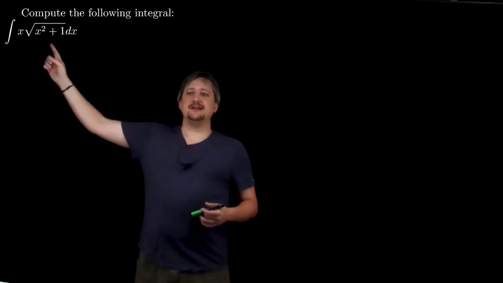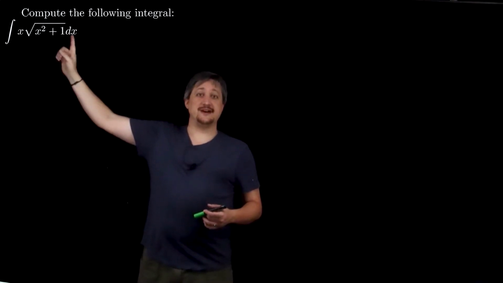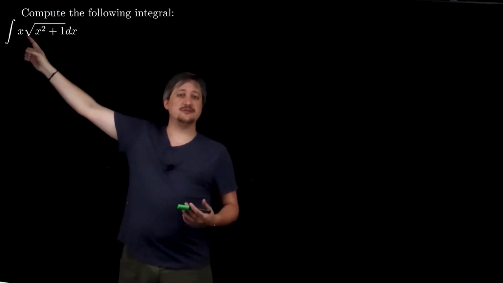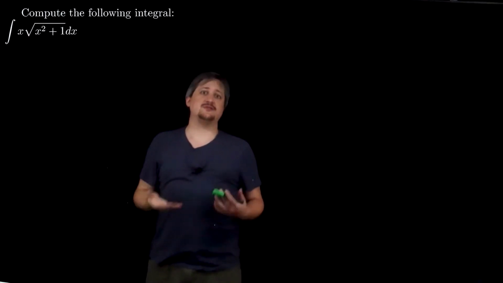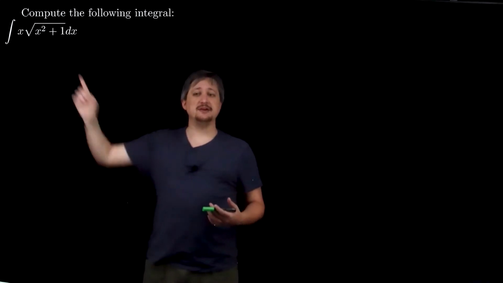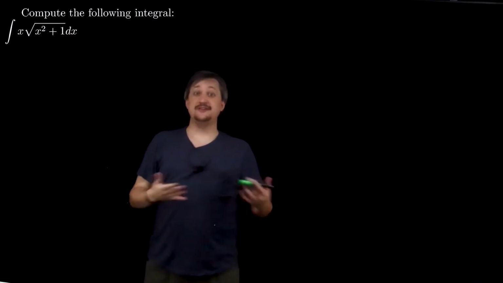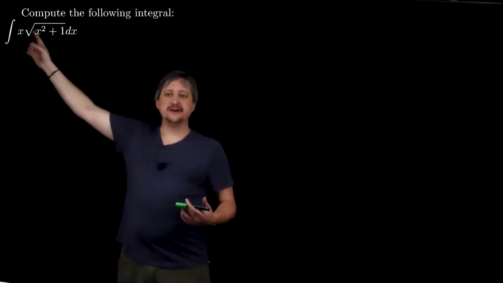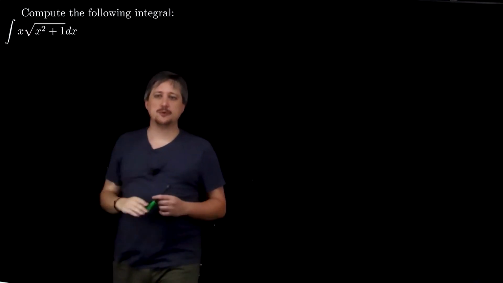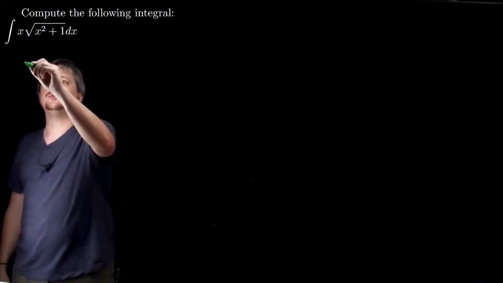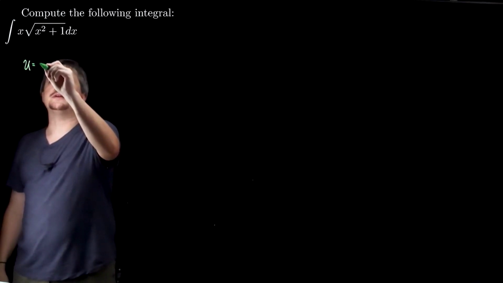But I do notice that if I look at this whole inside bit here, this x squared plus 1, if I take the derivative of that, I do get something very close to x. So that's where I'm going to go. I'm going to make u be this thing so that when I get the du, that'll be close to the outside bit here, the x. Okay. So the first thing, I'm going to start with u being x squared plus 1.